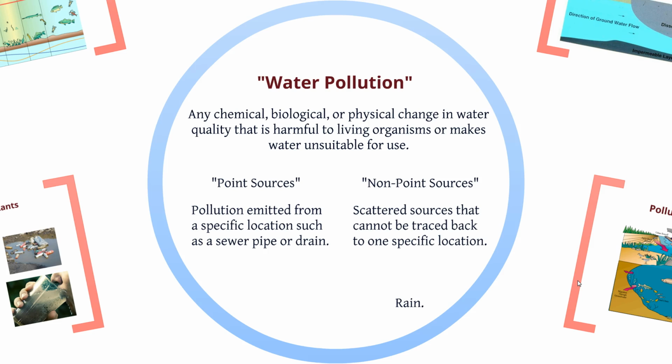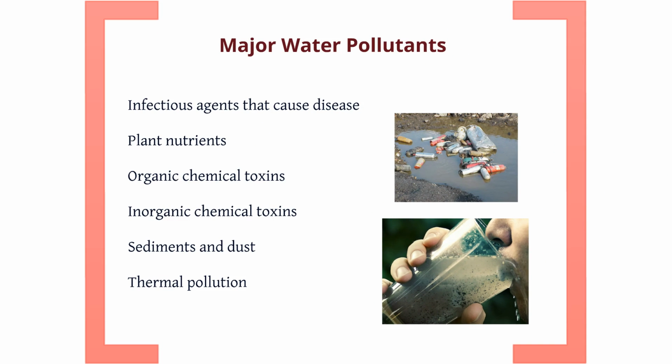If you want to know what non-point sources are, rain. That's one of them. Sewer pipes, drains, you can pretty much tell, but rain, not so easy to tell. So some of the major water pollutants: infectious agents that cause disease, plant nutrients, we'll talk about this later with fertilizers, organic and inorganic chemical toxins, sediment and dust, and thermal pollution. Surprisingly, temperature actually does count as water pollution. But yeah, you can see why it's really important because we don't want to be drinking dirty water.